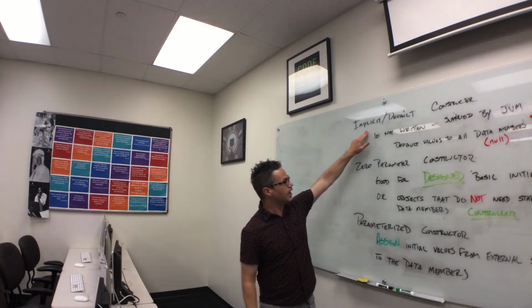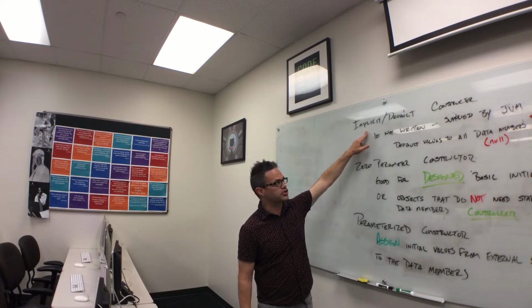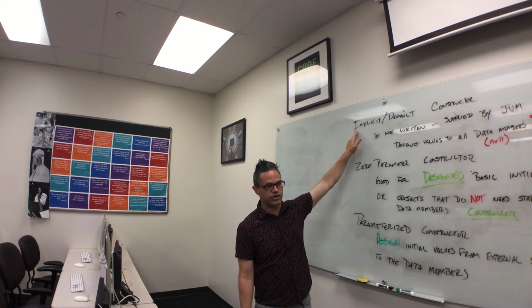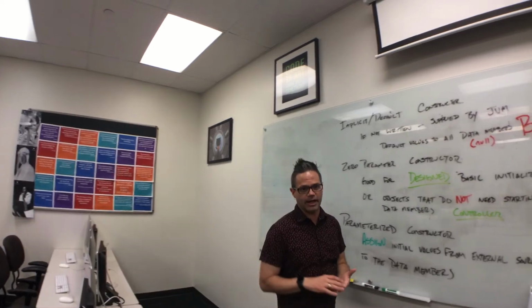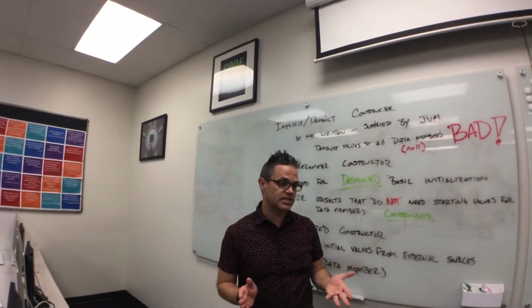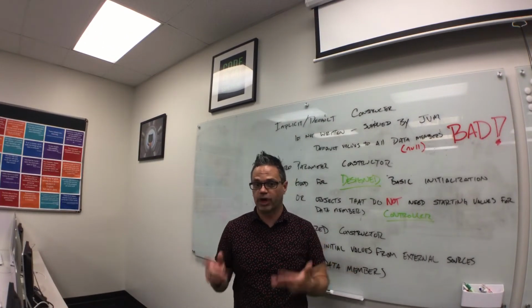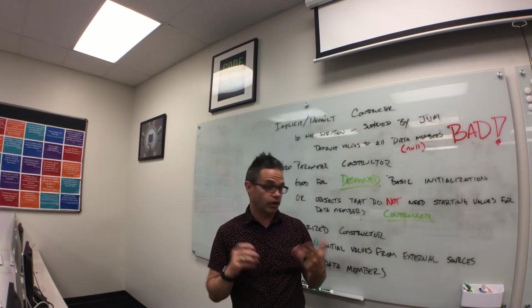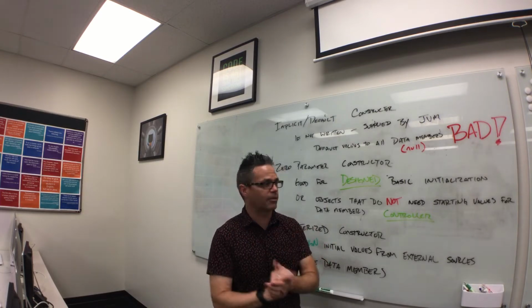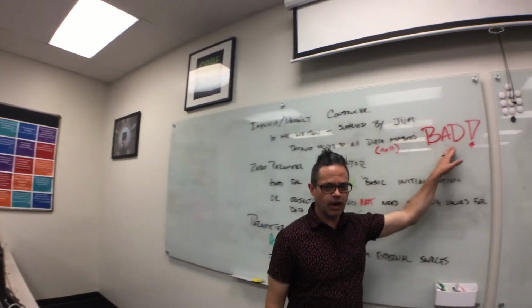Our first constructor is the one that's supplied by the JVM if we don't write one ourselves. It's the implicit or the default constructor. This is one that is created automatically if we write a class in Java and we don't formally write our own constructor. It has no parameters, and it's a bad one. It's not one we want to use.